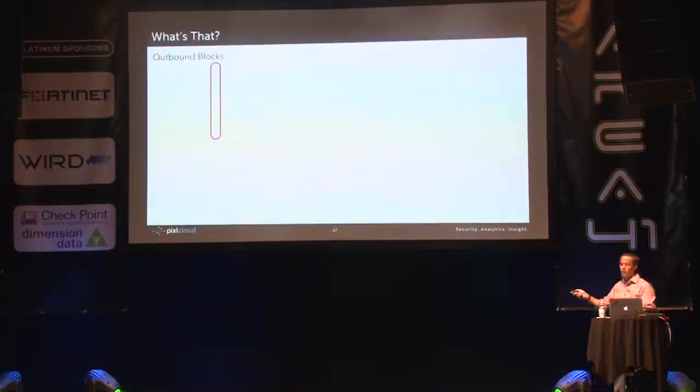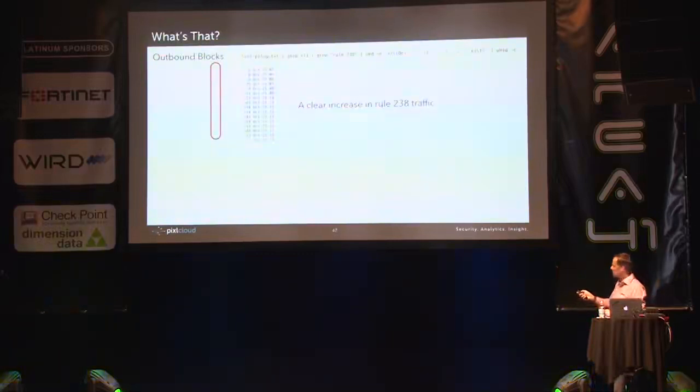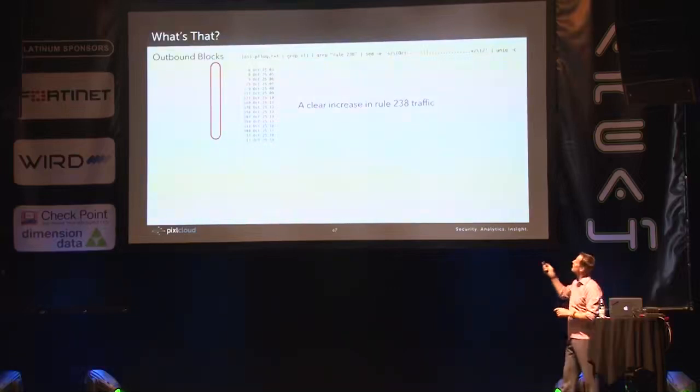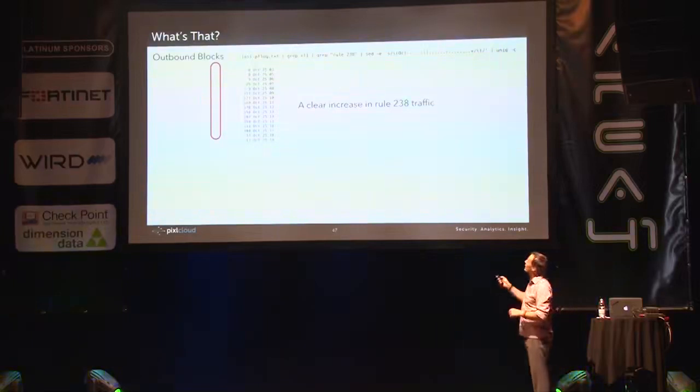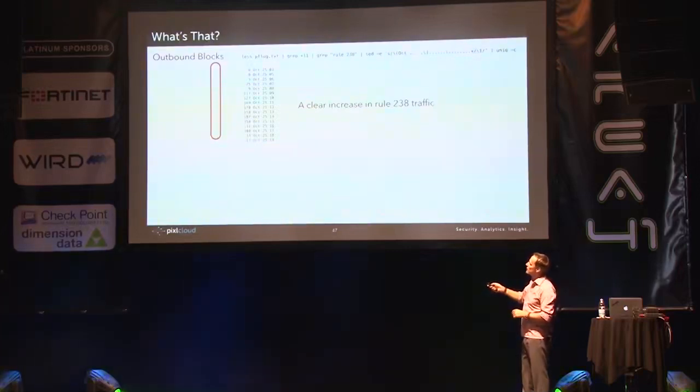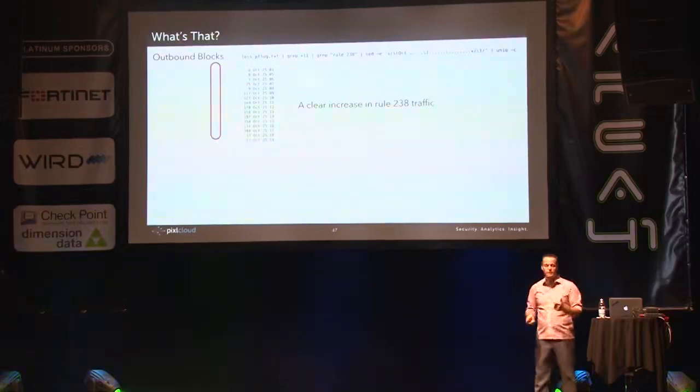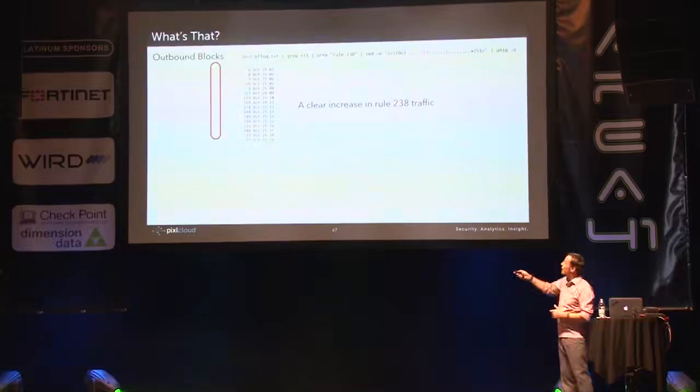So I have some outbound blocks. Traffic going out, it's blocked. And I did some command line wizardry. Don't look at my regexes here, they're horrible. They were working quick, and it worked. But basically, what I did is I took the sum of the columns in here. So for every time bin, I counted how many times these guys showed up. And I found that rule number 238 in my firewall log is actually spiking here over that period of time.